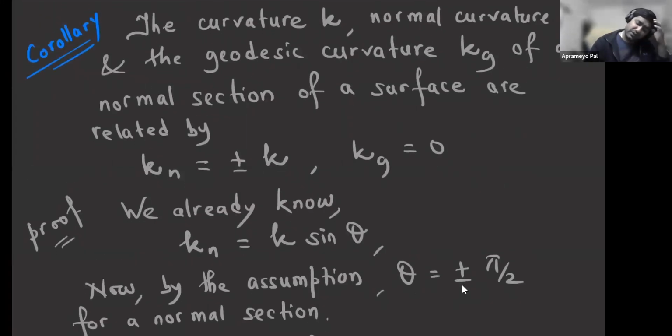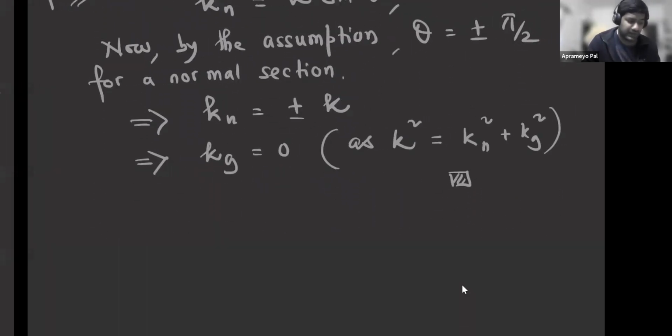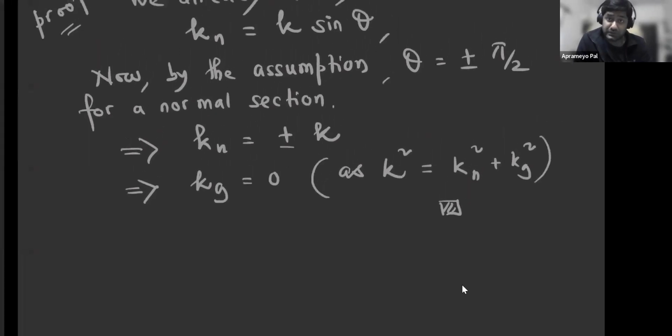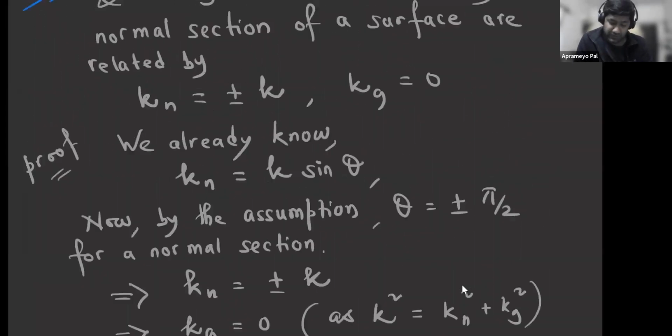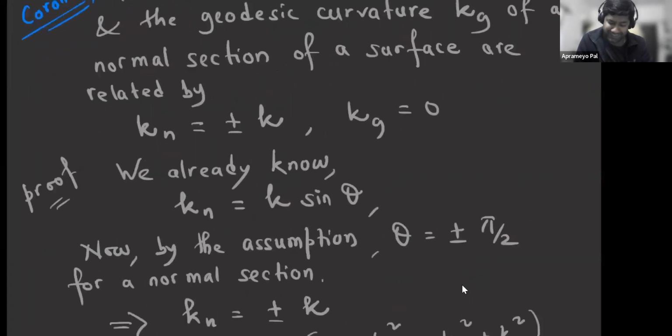So essentially what you are saying is, if you have a normal section, then the normal curvature and the curvature of that curve, both of them are equal up to sign. And this sign you can always determine with the orientation. Is it clear? I don't hear any complaints, so I will assume it is clear.